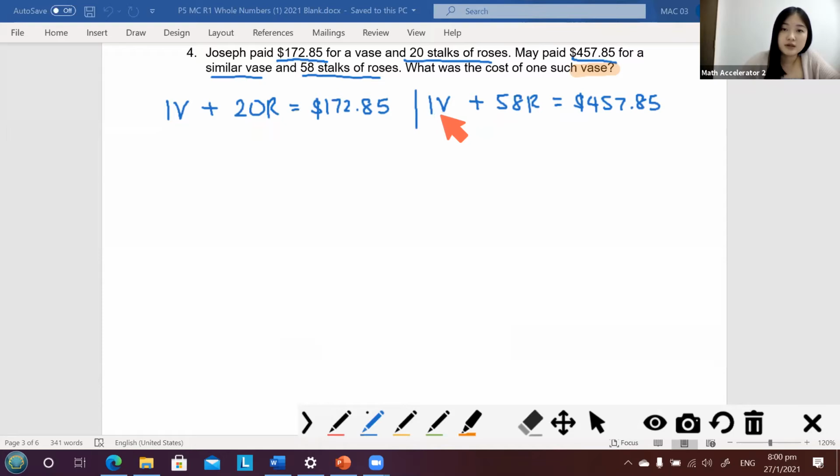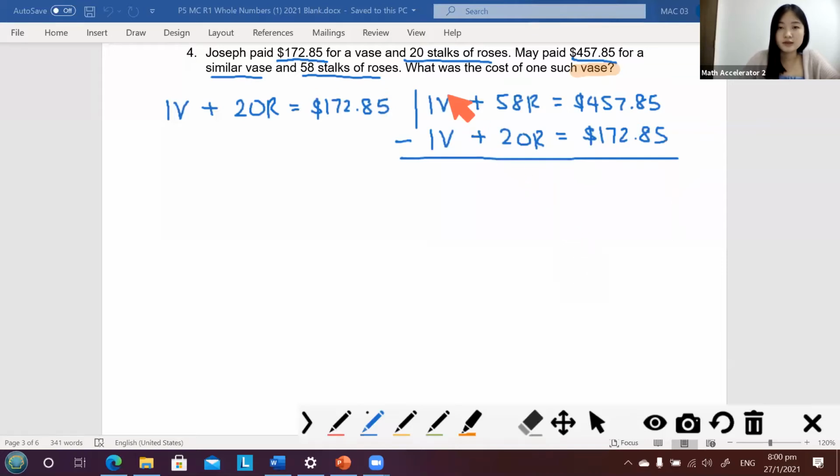So I would want to remove the vase over here because it's easier in this case. I'm going to subtract it away. So bring this equation below this other equation. Copy over. Then subtract. So 1 vase minus 1 vase, no more. 58 stalks of roses minus 20 stalks of roses, that will be 38 stalks of roses.